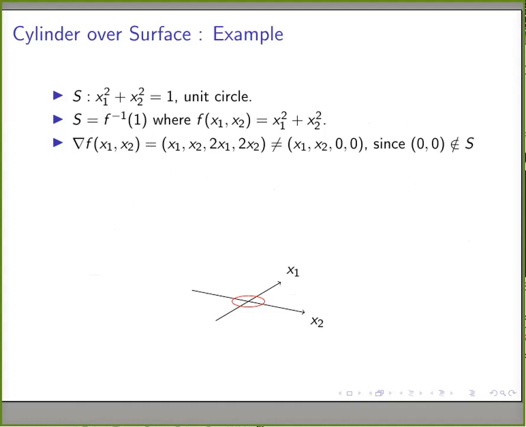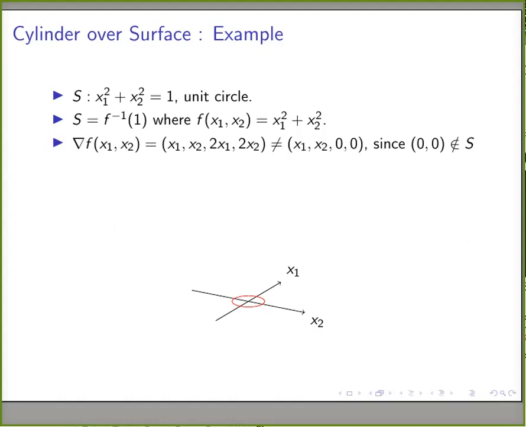For an example, let us start with an n-1 surface. Here it is the unit circle with center at origin. So from the definition, we can construct a function. If you remember the pattern, f inverse of c is the set of all points x1, x2 such that f of x1, x2 equal to c. Therefore, f of x1, x2 is x1 square plus x2 square and c equal to 1. So this is a straightforward construction.